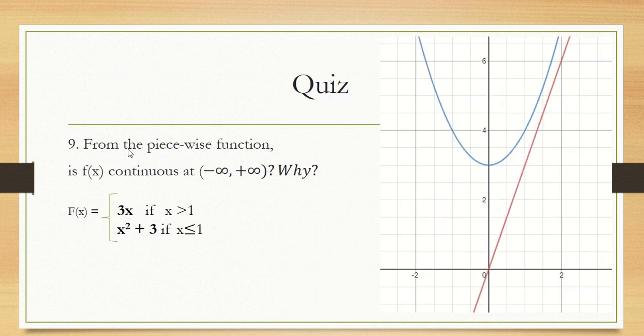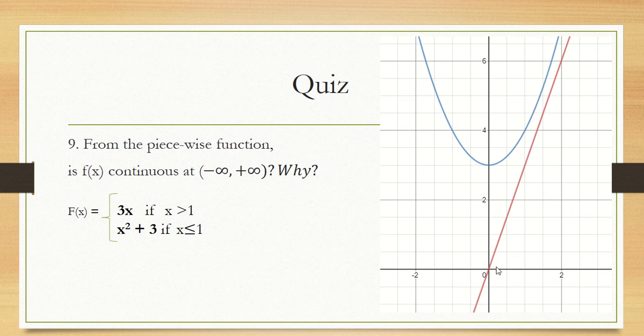Say, for example, we have this. From the piecewise function, is f of x continuous? We know that it is 3x if x is greater than 1. So if x is greater than 1, this is the value, 3x. And we know that 3x is a linear equation. That means this is the line. And if x is less than or equal to 1, you've got x squared plus 3. That means this is our graph. So is it continuous? This one is, of course, not continuous.